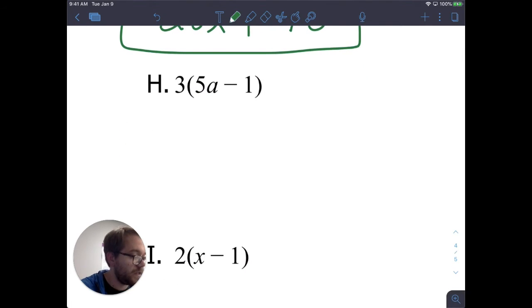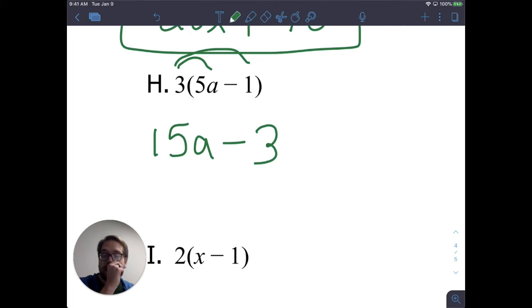H, we have 3 times 5a minus 1, so that's 3 times 5a. That's 15a, because 3 times 5 is 15, minus 3 times 1 is 3, so 15a minus 3. So that's how we're simplifying that expression using the distributive property. The 3 gets distributed to the 5a and to the 1.